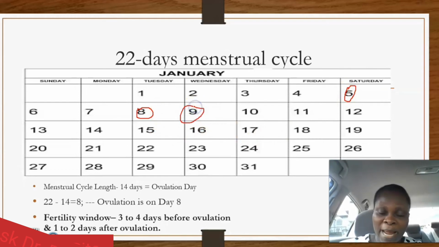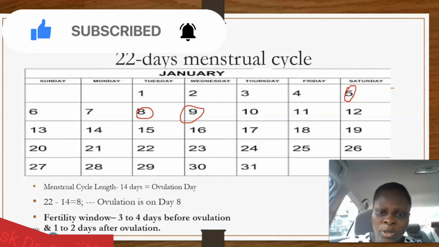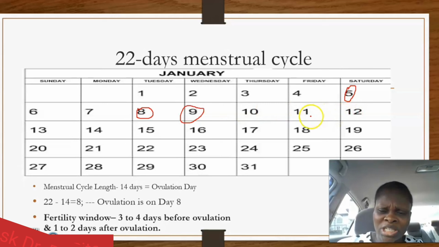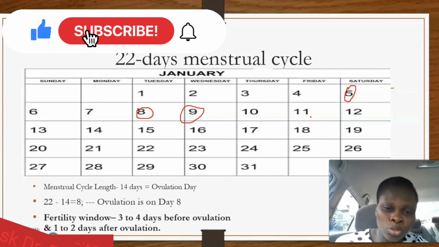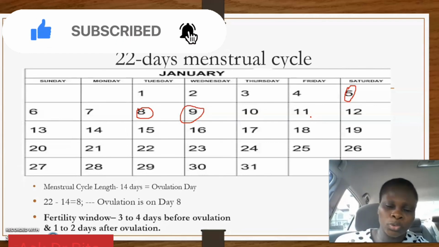So you see why I said just dividing your menstrual cycle length by 2 is wrong if you want to arrive at your ovulation. For instance, this 22-day cycle, if we had just divided by 2, we would have gotten 11, which is far apart from your fertility window. So just dividing your menstrual cycle length by 2 is not a correct approach to getting your ovulation day.